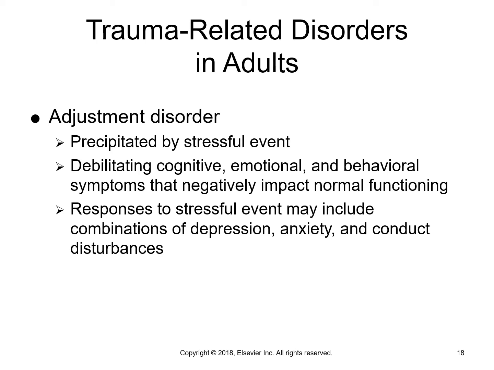So what is an adjustment disorder? Within 3 months of the onset of the stressor, the patient may develop emotional or behavioral symptoms. So there is a stressful event, and based on the stressful event, the patient has a response. This may be emotional and behavioral symptoms, and this causes significant impairment in social, occupational, and other important areas of functioning. The response to these stressful events may include combinations of depression, anxiety, and conduct disturbances.